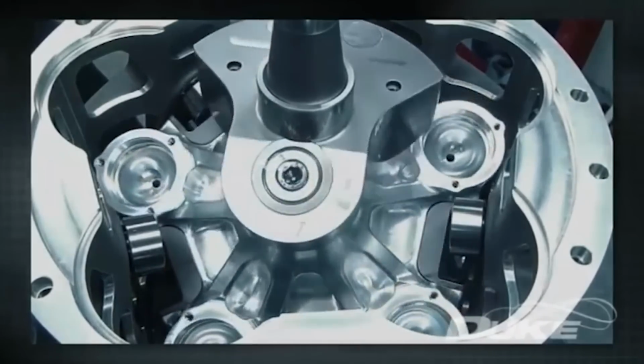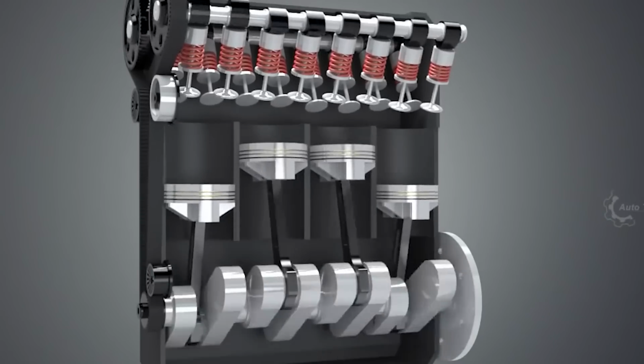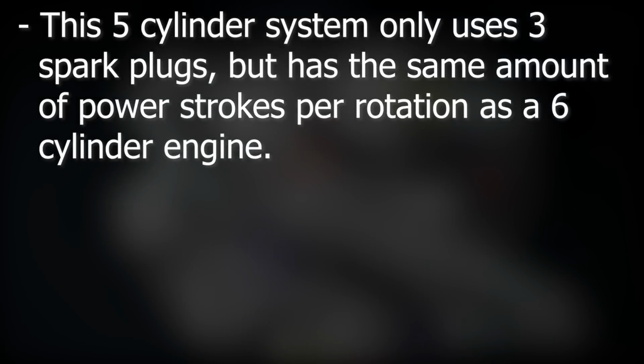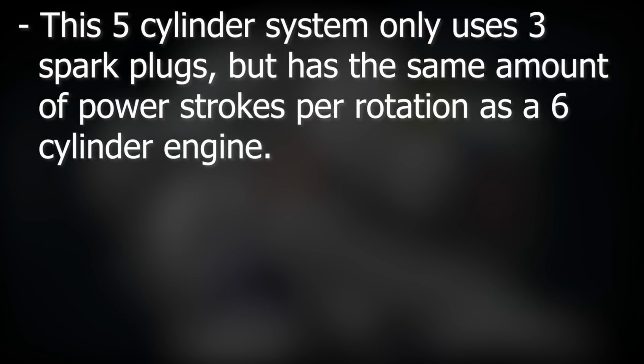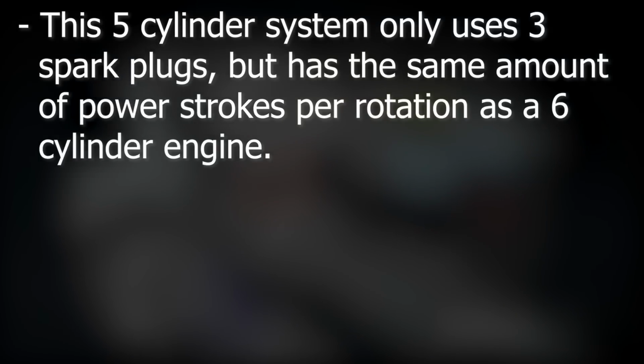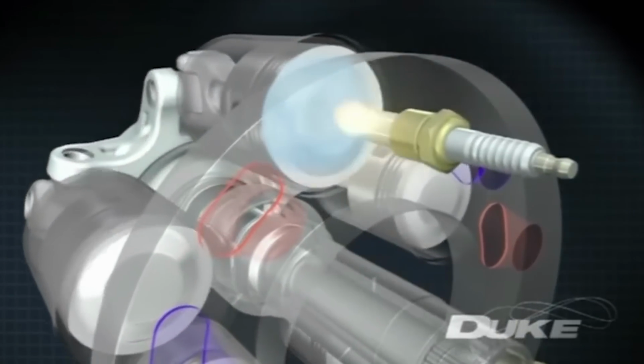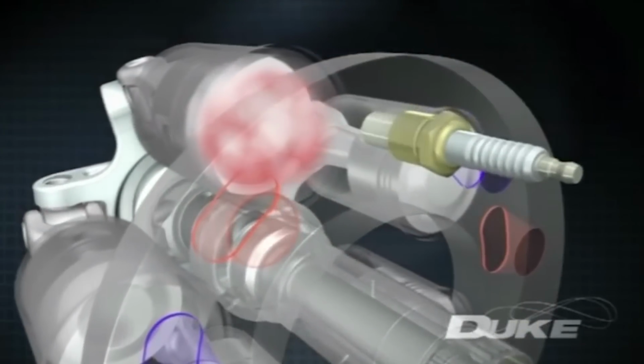Now, what are the advantages of using this weird technology over a traditional system? Well, the first one is that this 5-cylinder system only uses 3 spark plugs, but it has the same amount of power strokes per rotation as a 6-cylinder engine. So, a smaller, lighter engine that in theory can make the same power as a 6-cylinder traditional motor.